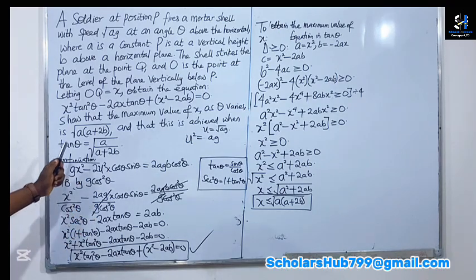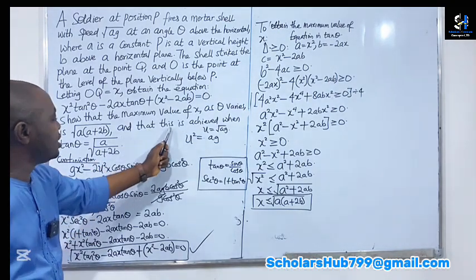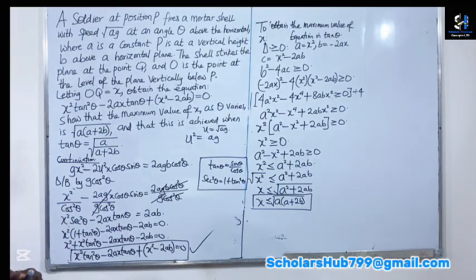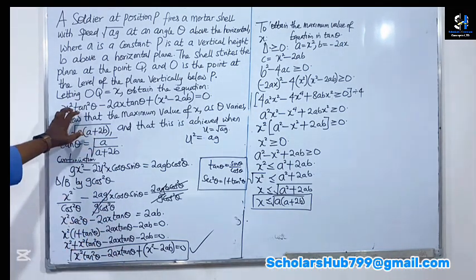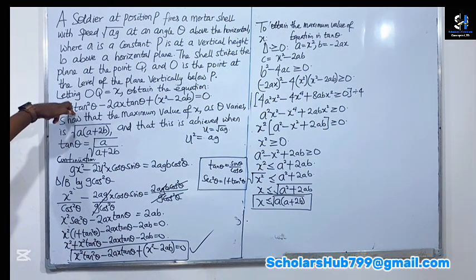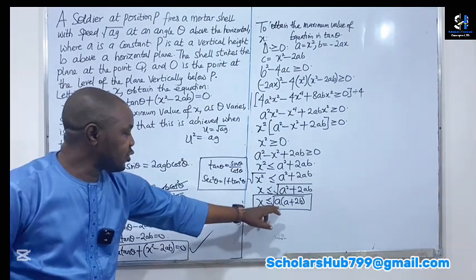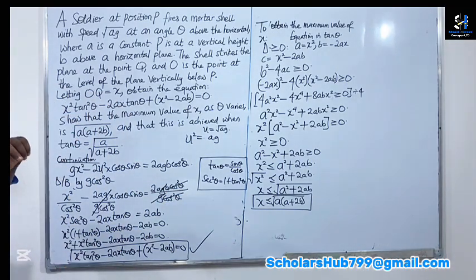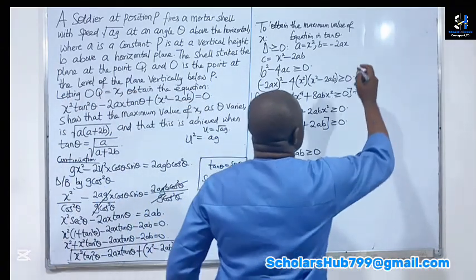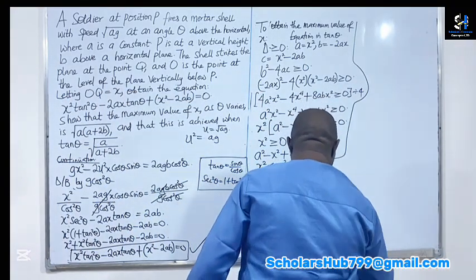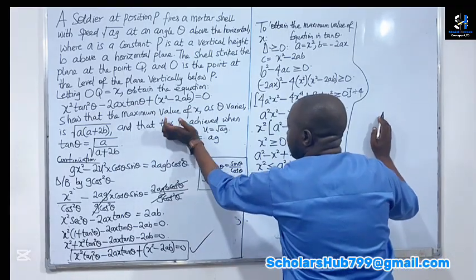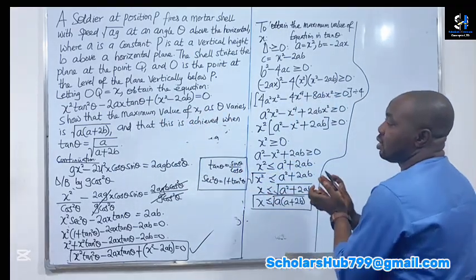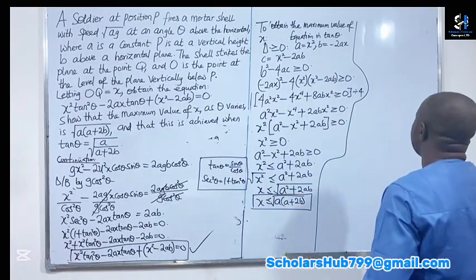So the last one is for us to, now, show that this is achieved when tan theta equals this. So we now go back to this equation, and we substitute this for x. So the third question: we want to achieve this. To achieve that, tan theta equals root a over a plus 2b.